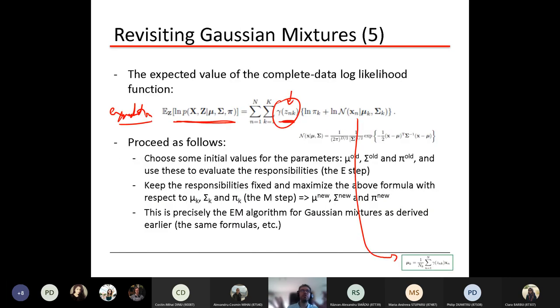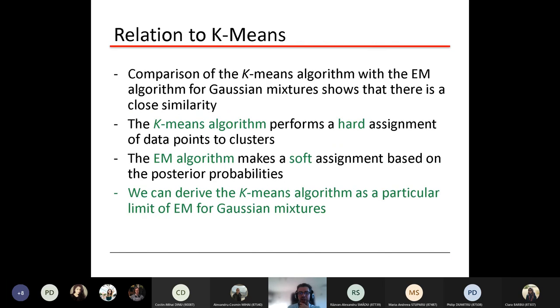Cool. So this would be EM in general, why EM in general works for the Gaussian mixture model, and what happens for the Gaussian mixture model. And now, just to finish and wrap up the discussion, let's see the relation between expectation maximization and k-means. So it's clear that we have a similarity.